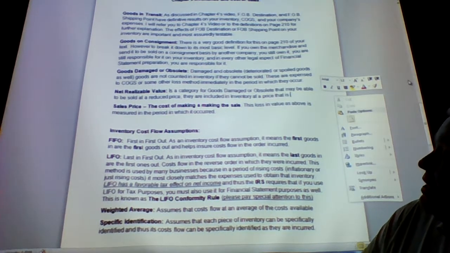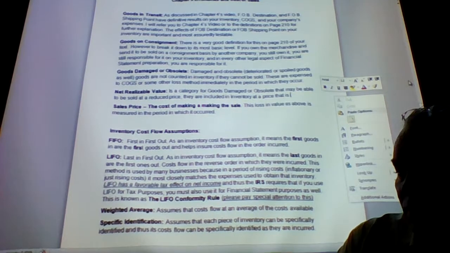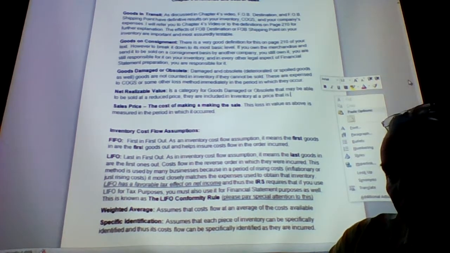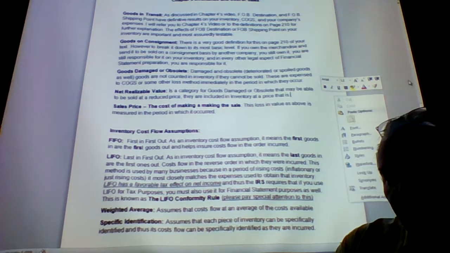Freight on board destination, or free on board destination, is where the buyer assumes responsibility and ownership as soon as it is loaded onto the delivery truck from the seller. The buyer has all the liability and ownership from when it is taken and loaded onto the truck from the seller. Any cost incurred for that freight on board destination goes into your cost of goods sold and your merchandise inventory account. So there's a definite effect on your inventory and your cost of goods sold for merchandising.